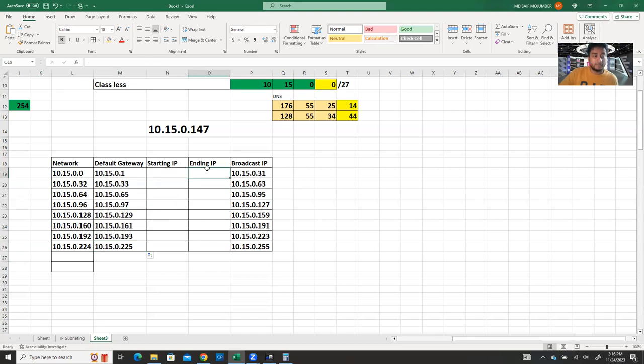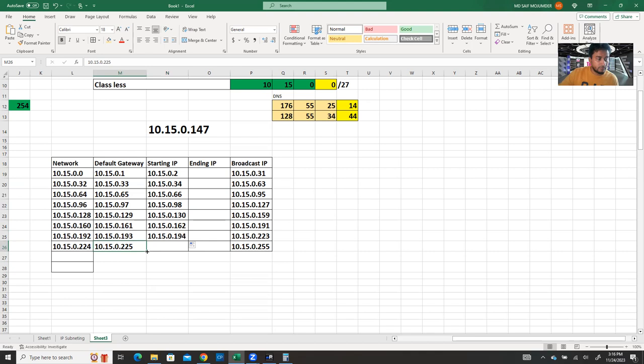Now we got our default gateway, we have our broadcast. So what should be the starting IP and ending IP? The starting IP is just the next number of your default gateway. So for this network, your default gateway is 33, so the next number, 34, is your starting IP. If your default gateway is 65, then your starting usable IP is 66, your first IP address. If the default gateway is 97, then 98 is your first IP. If 129, usable IPs start from 130. If 161, from 162. If 193, then it starts at 194.